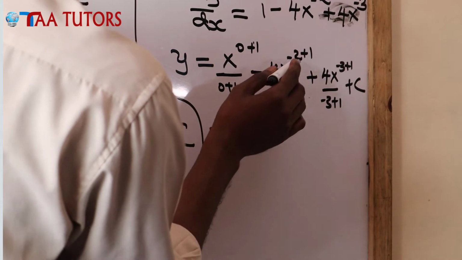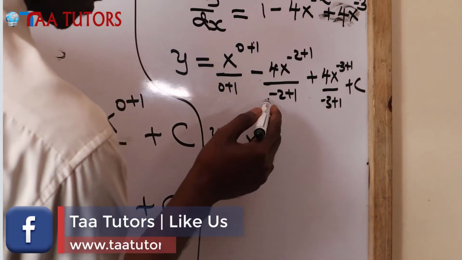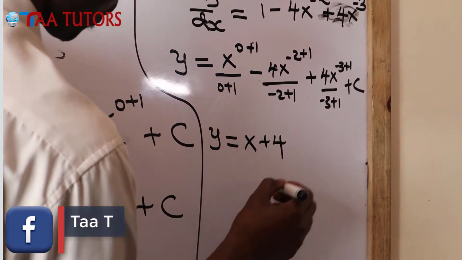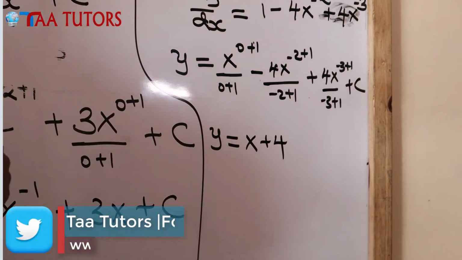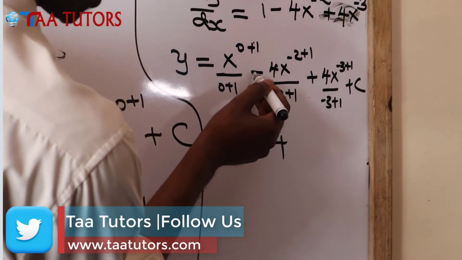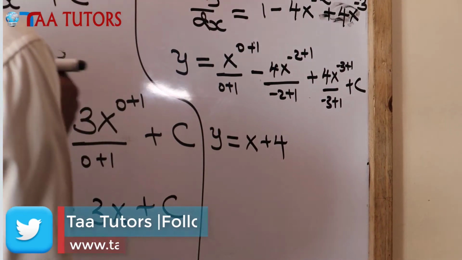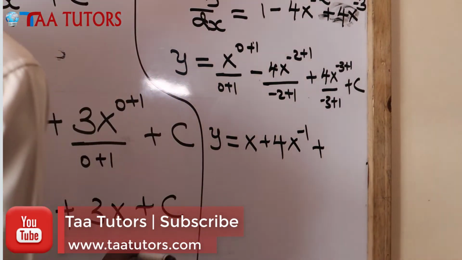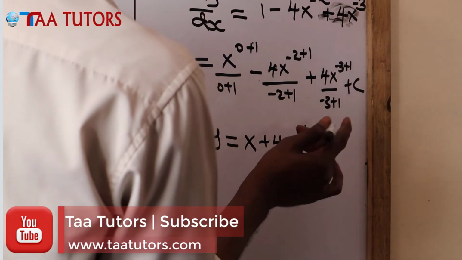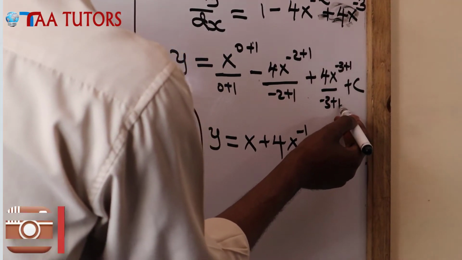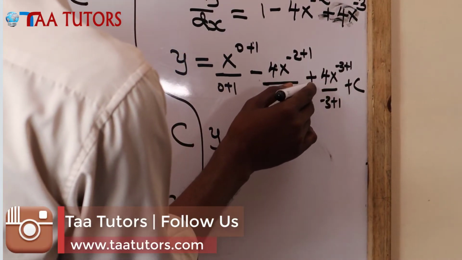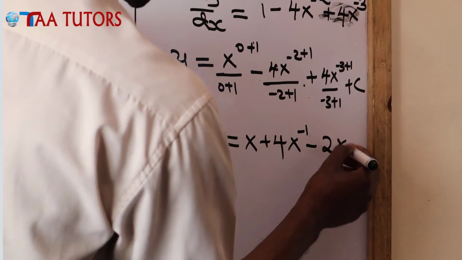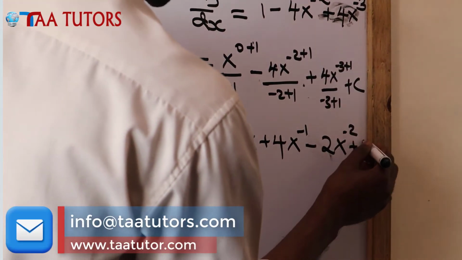If we have this one here, we know negative 2 plus 1 is negative 1, so negative 4 divided by negative 1 is plus 4. Up here we are going to have x power negative 1, then plus, here we are not going to have plus but minus, because negative 3 plus 1 is negative 2. This is positive 4, so positive 4 over negative 2 gives negative 2, x power negative 2, then plus c.